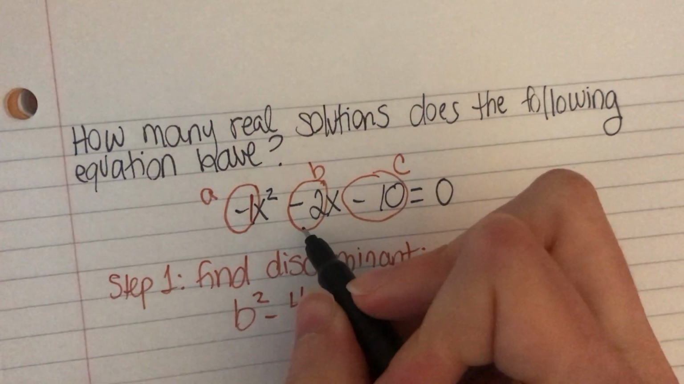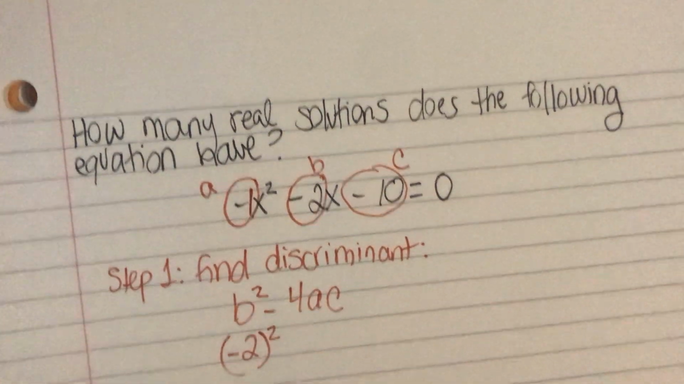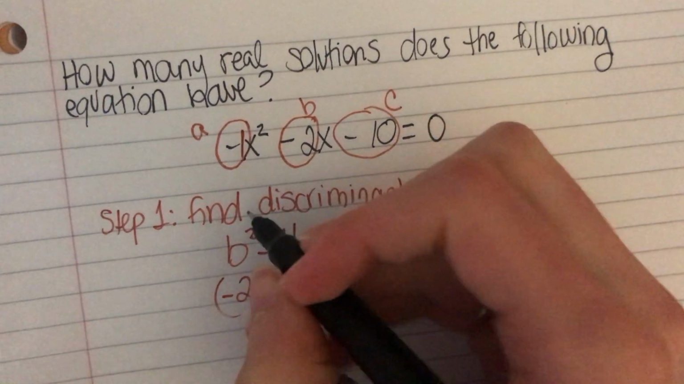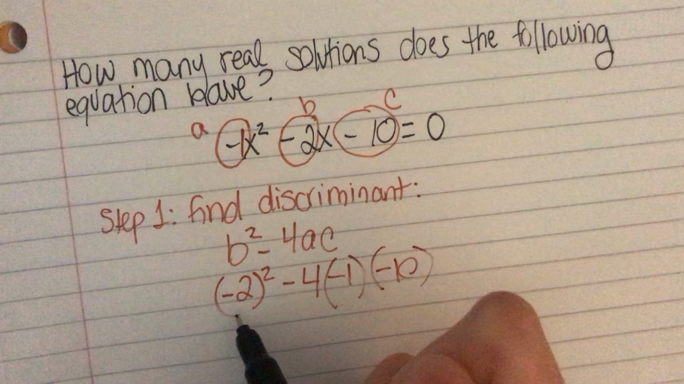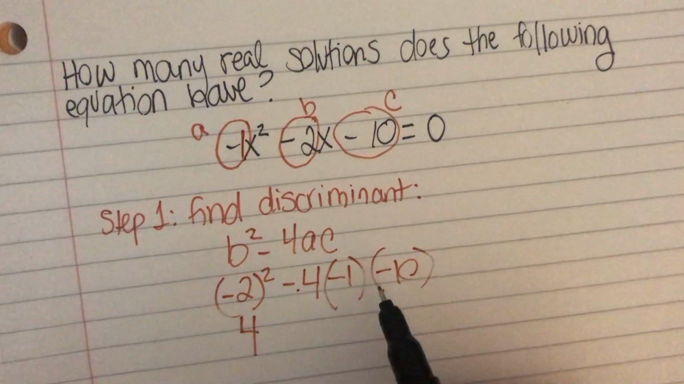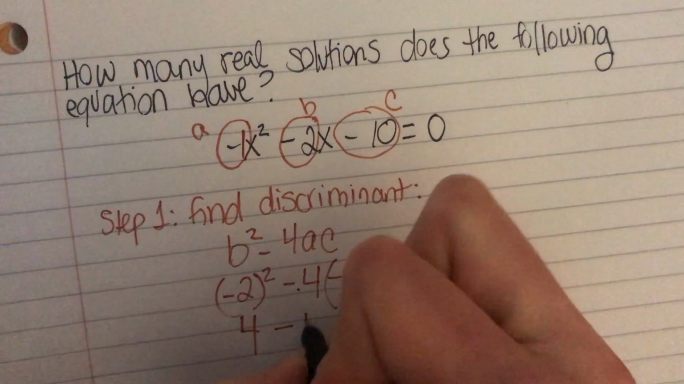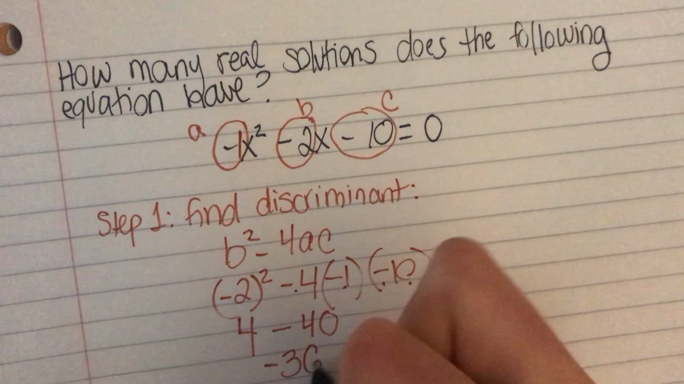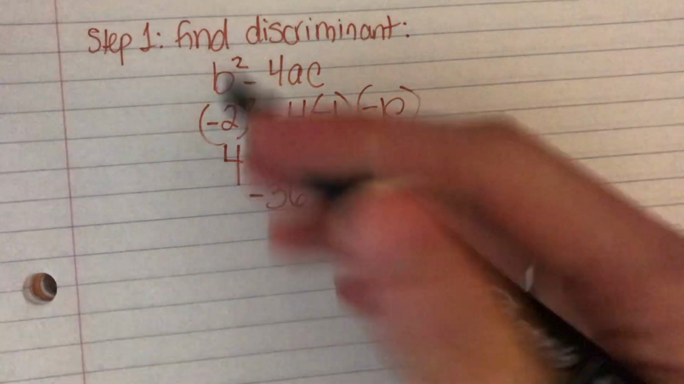Now we can plug in. b is -2, so we have -2 squared. Again, make sure you put that -2 into parentheses or you're going to get the wrong answer in your calculator. Now we have -4 times a, which is -1, and c, which is -10. If we work this out, -2 squared is a +4. Over here we have -4 times -1 times -10, which gives us -40. 4 minus 40, and you can do this in your calculator or on an online calculator if you don't have one handy, is -36. So we found the discriminant.